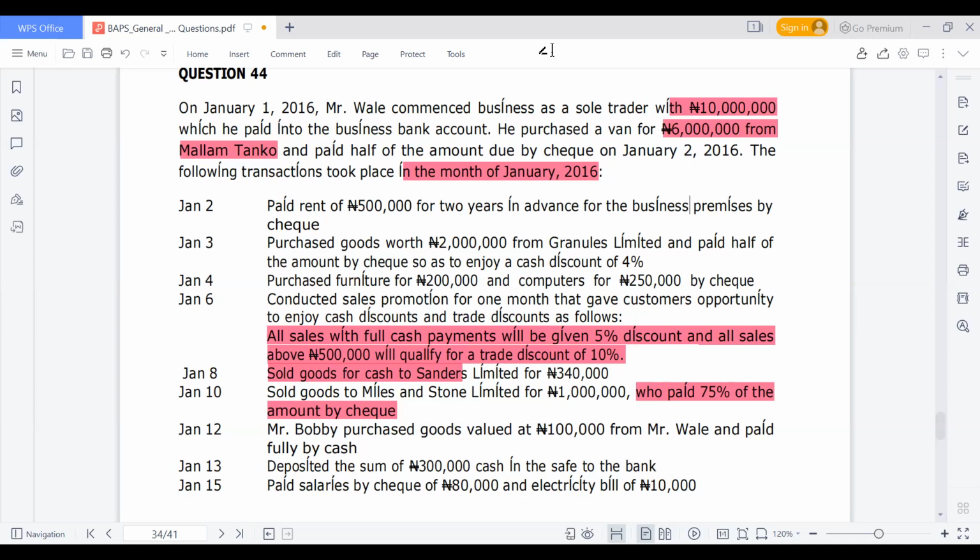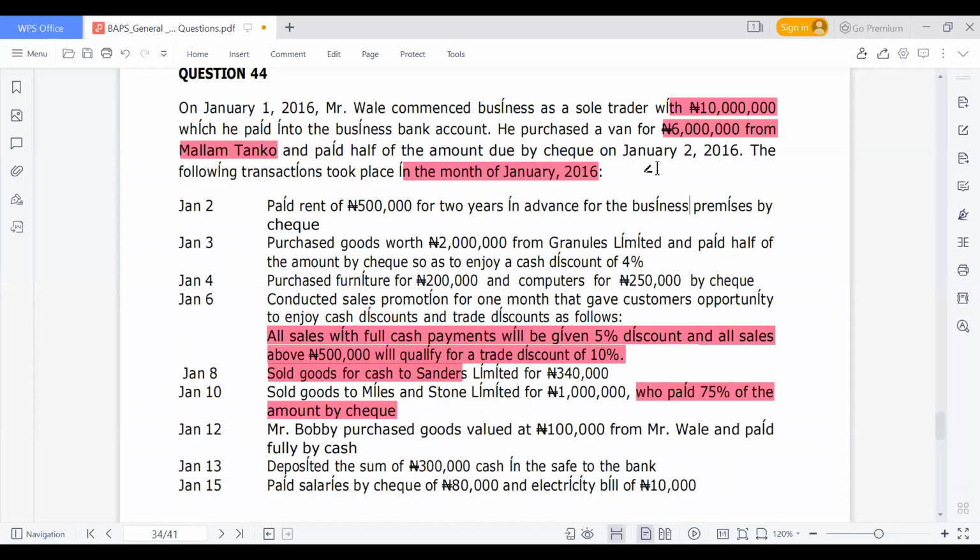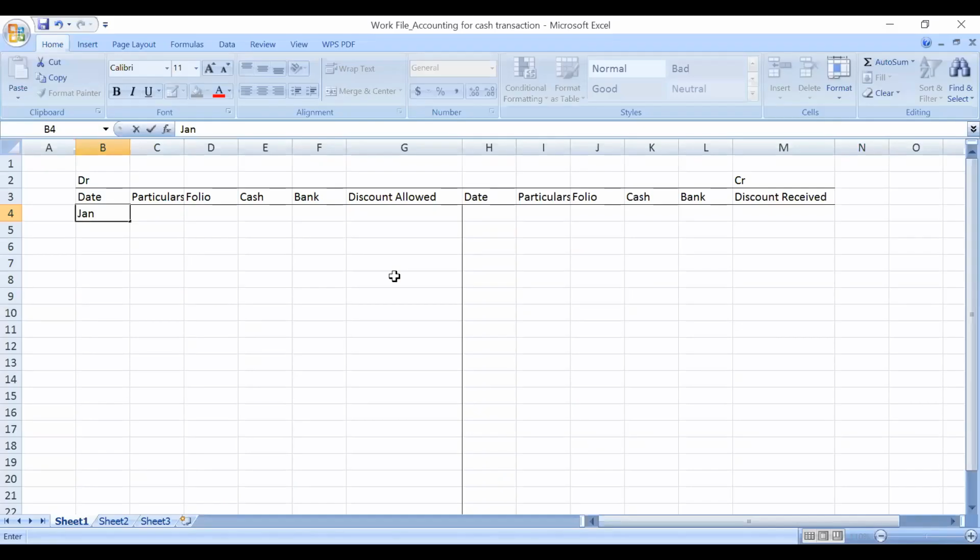If your asset is increasing, you are going to debit. So now write the date. The date is January 1. You can just write the year here so that we can make it somehow easy. In 2016, right? So just say January 2016.